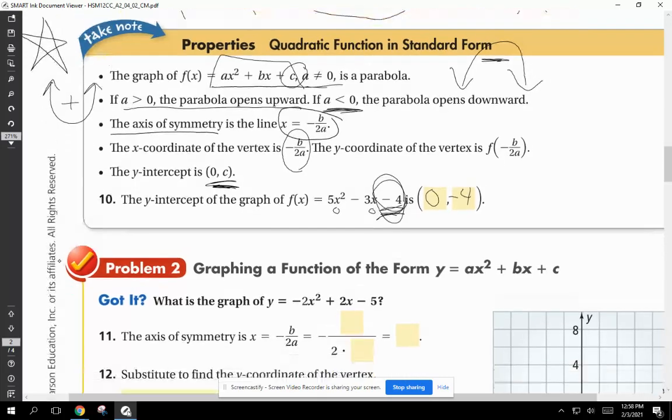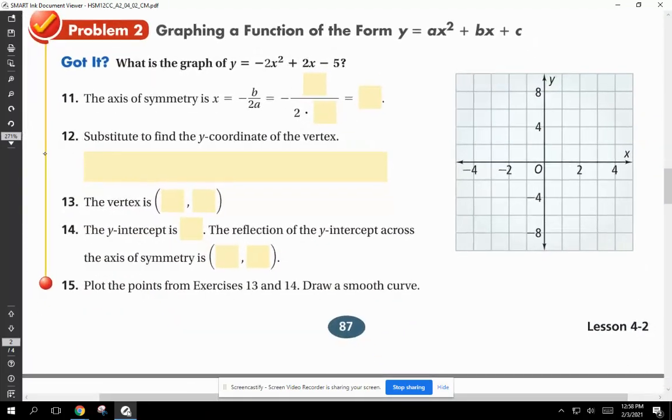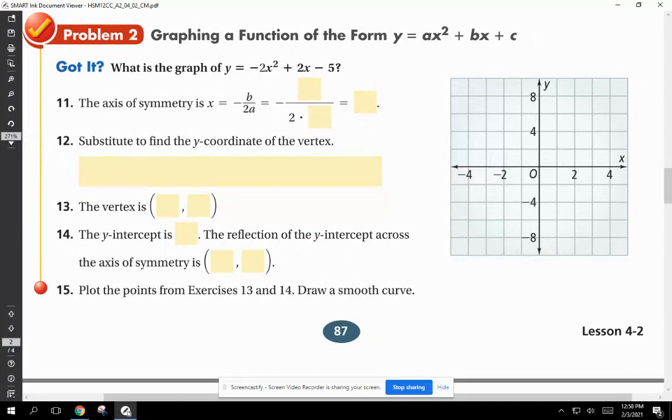Let's try problem number 2, and we'll be done for the day. And then tomorrow we'll do the homework and the quiz. What is the graph of y equals negative 2x squared plus 2x minus 5? The axis of symmetry is x equals negative b over 2a. So what is b? B is going to be 2. 2 times a is negative 2.